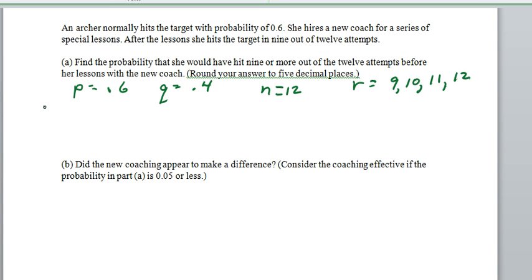So we're going to have the probability of this binomial experiment being a success would be the sum of the probabilities for 9 hits plus the probability of 10 hits plus the probability of 11 hits plus the probability of 12 hits.